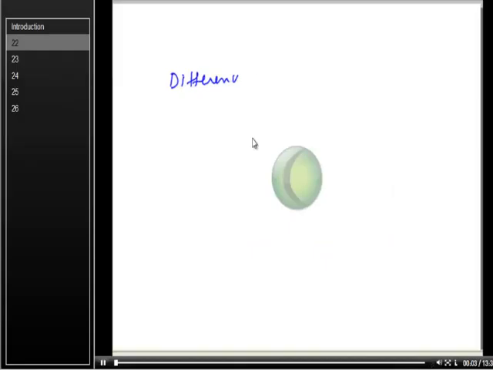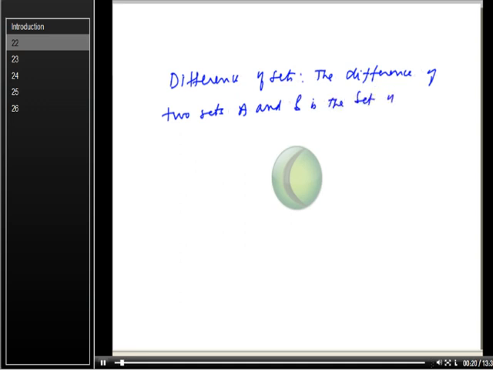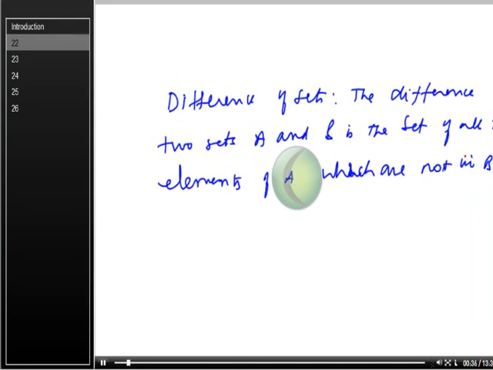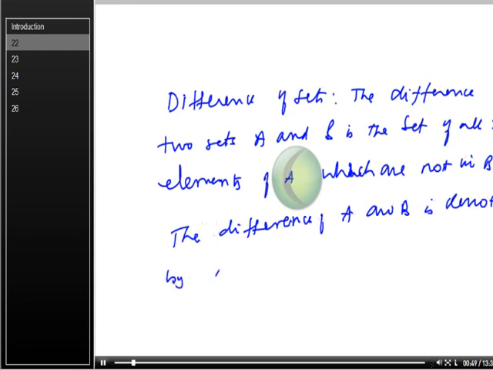Difference of sets. The difference of two sets A and B is the set of all those elements of A that are not in B. The difference of A and B is denoted by A minus B.